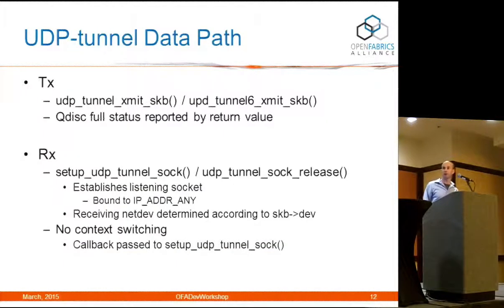Just for the details, the kernel functions look like this. It's udp_tunnel_xmit_skb, or udp_tunnel6_xmit_skb for IPv6. And then you can create a tunnel socket with setup_udp_tunnel_sock, or release it. Now, the nice thing about these functions, especially on the receive side, is there's no context switching. It's synchronous calls, basically handler upcalls, just what we need. So you register this socket upcall, and the moment that NAPI pushes up a packet, your handler is called, and you can continue processing from the NAPI context.